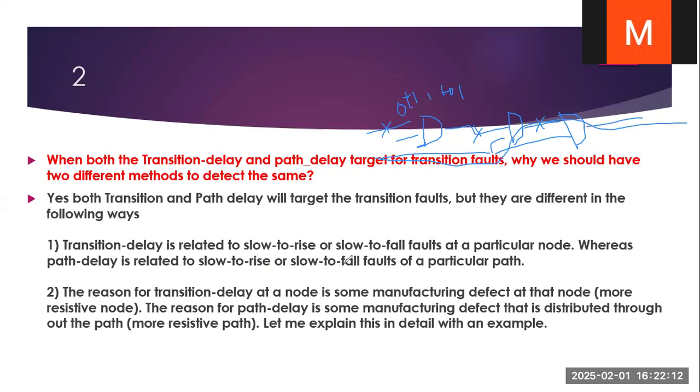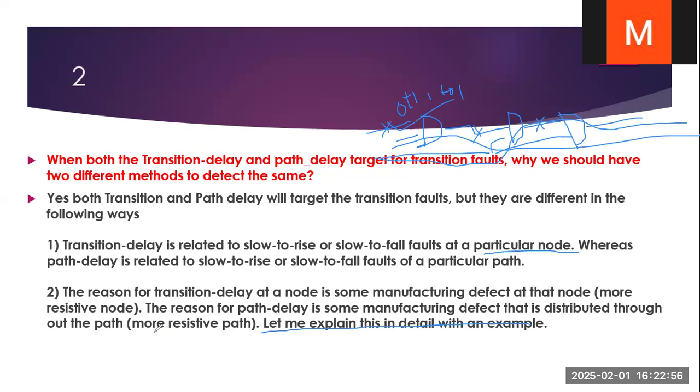Transition delay is related to slow to rise, slow to fall at a particular node. Whereas path delay is related to slow to rise, slow to fall for a particular path from here to here. The reason for transition delay at a particular node is some manufacturing defect at that node. The reason for path delay is some manufacturing defect that is distributed throughout the path. I made a separate video for this one, so we can just go through it.